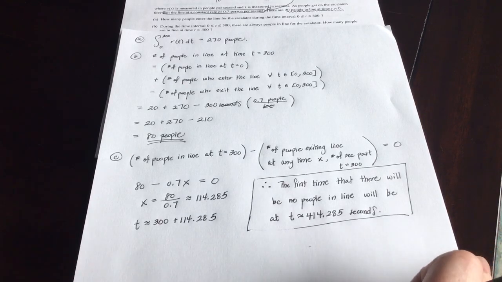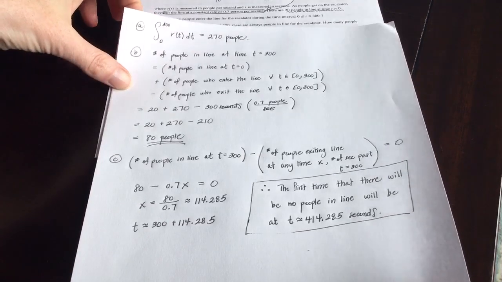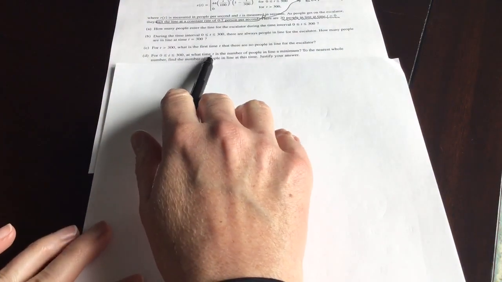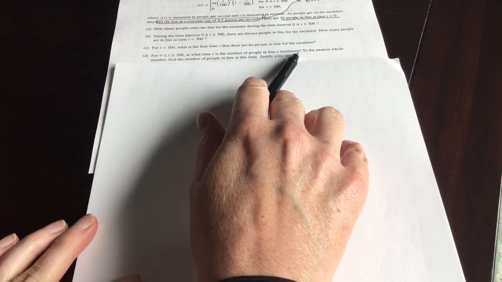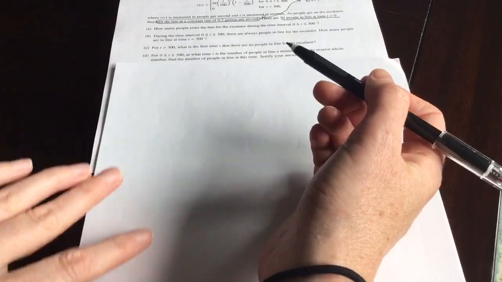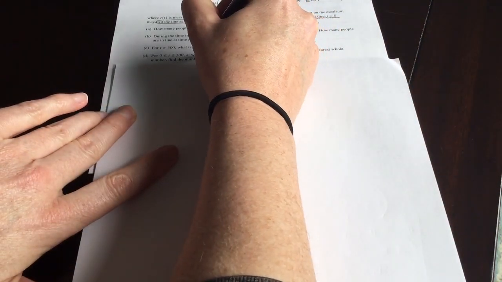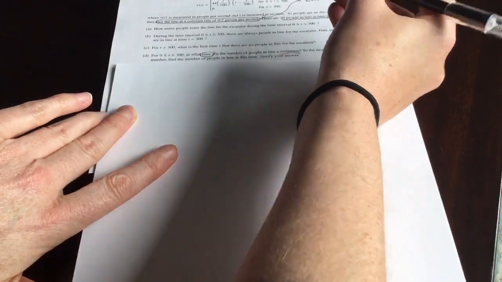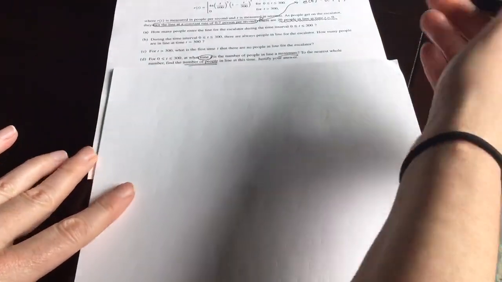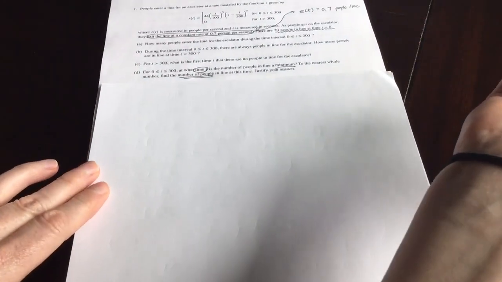On to part D, which I think a lot of people just had a question about. So let's look at that. I'll probably need to refer to some of the stuff that I already have here, but we'll see. So part D says, for time between 0 and 300 seconds, at what time t is the number of people in line a minimum? To the nearest whole number, find the number of people in line at this time. So they're asking you for two things. They want you to find the time t at which the number of people in line is a minimum, and then they also want to know what is the minimum number of people. And justifying our answer is going to be easy. That's just our work, okay?